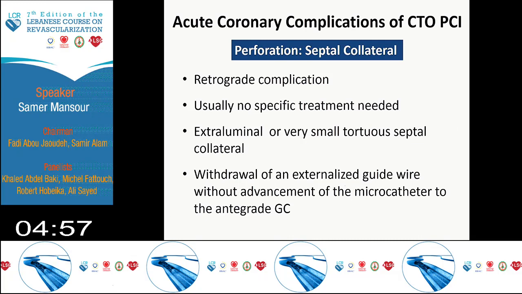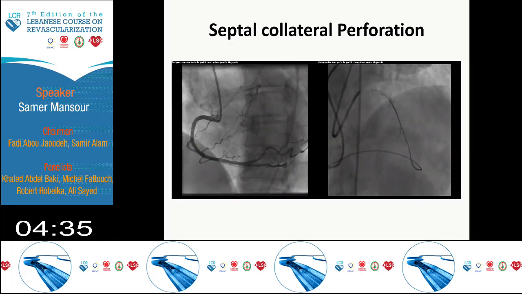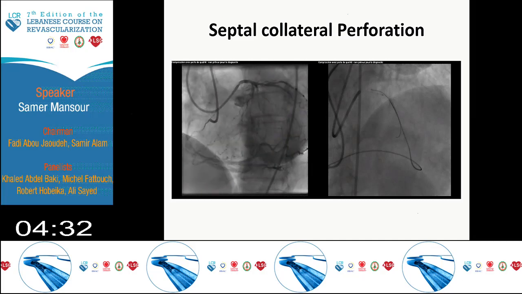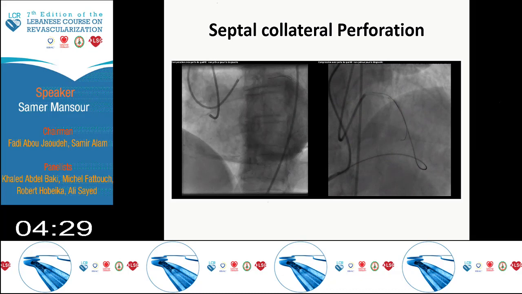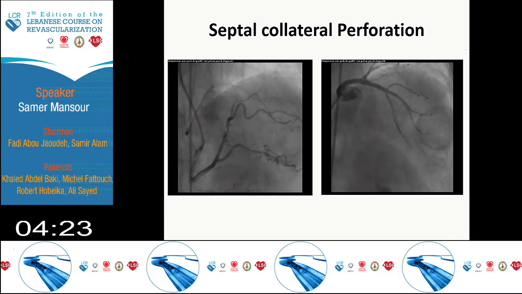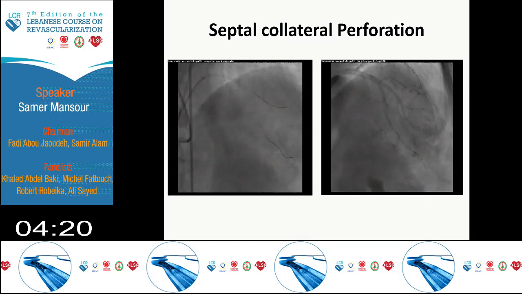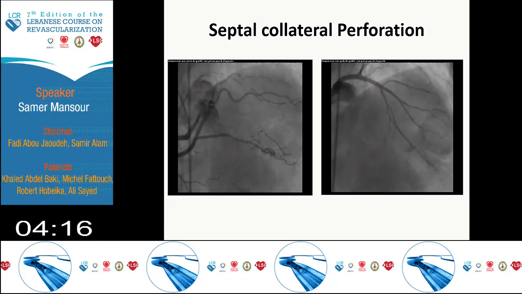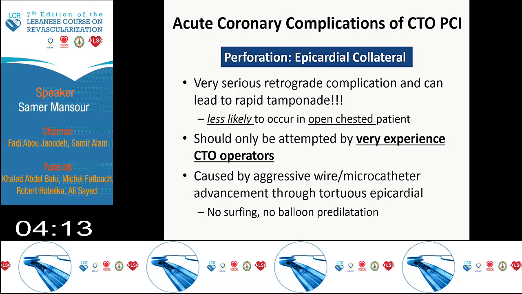Septal collateral perforation is a complication of the retrograde approach. Usually there is no specific treatment for that. If it's going to the right ventricle cavity, as in the majority of cases, it's related to an extraluminal passage from the septal collaterals, or if you go rough with the septals with your microcatheters or when doing balloon dilatation. So this is a case of a proximal LAD CTO here where we succeeded to go on a retrograde reverse CART, and we succeeded to go down with regular wires, and you can see at the end of the procedure the septal branch we used did perforate. It's leaking to the right ventricle without any consequences. We leave it as it is.